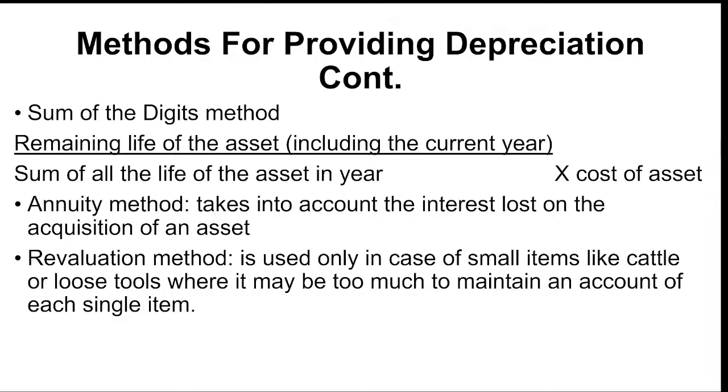Then you have the annuity method. This one takes into account the interest lost on the acquisition of the asset. Then you have the revaluation method. It is used only in case of small items like cattle or loose tools, where it may be too much to maintain an account of each single item.